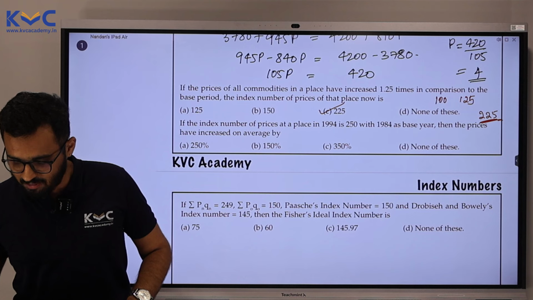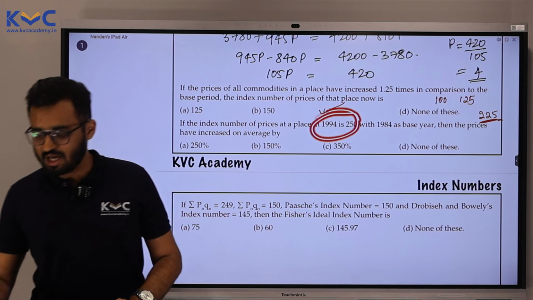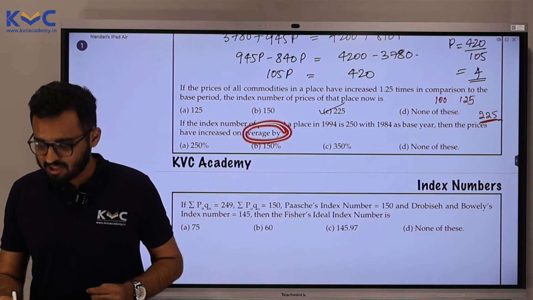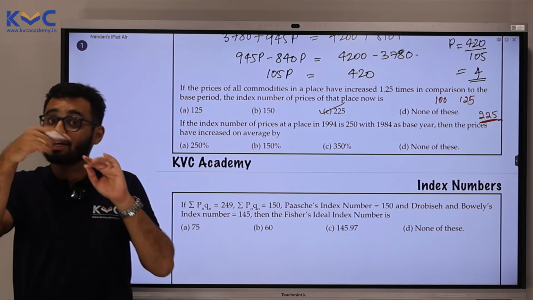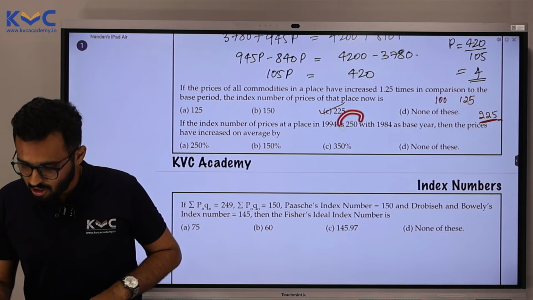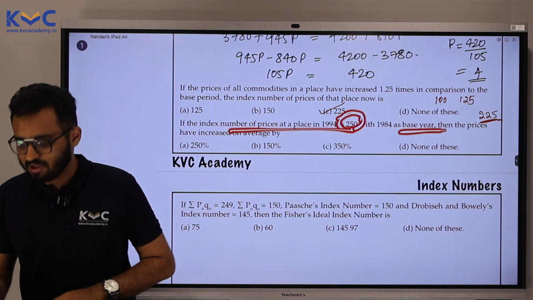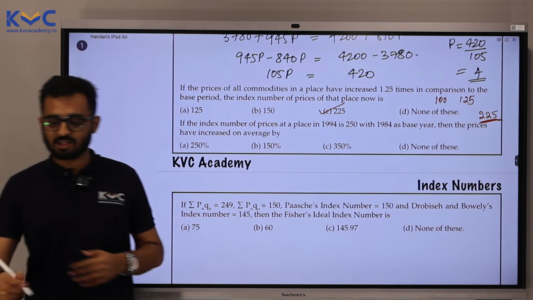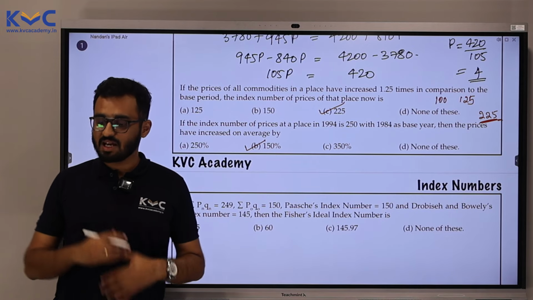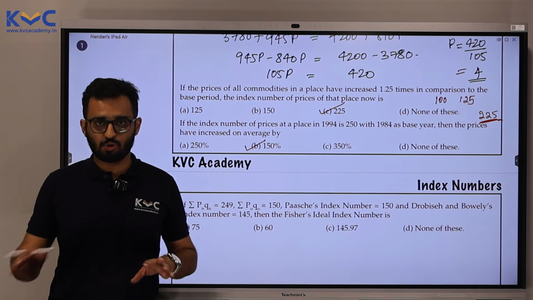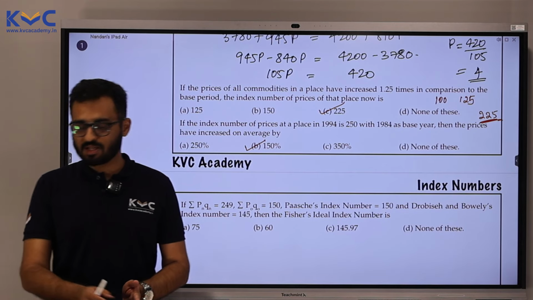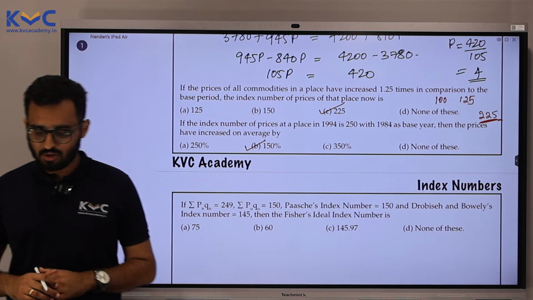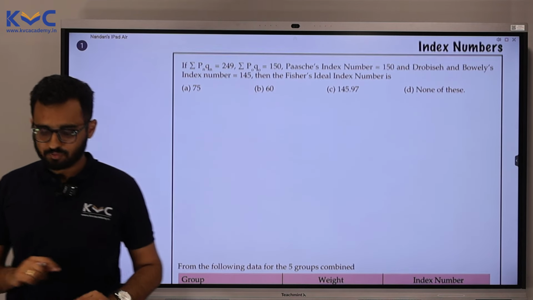If the index number of prices at a place in 1994 is 250 with 1984 as the base, then the prices have increased on an average by, relax, how much? 250 is the index for this year with 1984 as the base. So prices have increased by how much percentage? 150 percent. You started from 100, 150 percent increase means 150 increase, so 250. That is how you look at it. So it's option B, 150%.